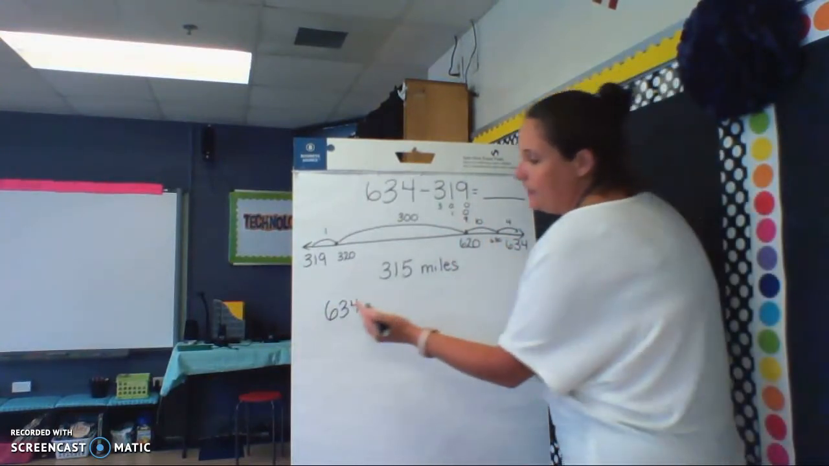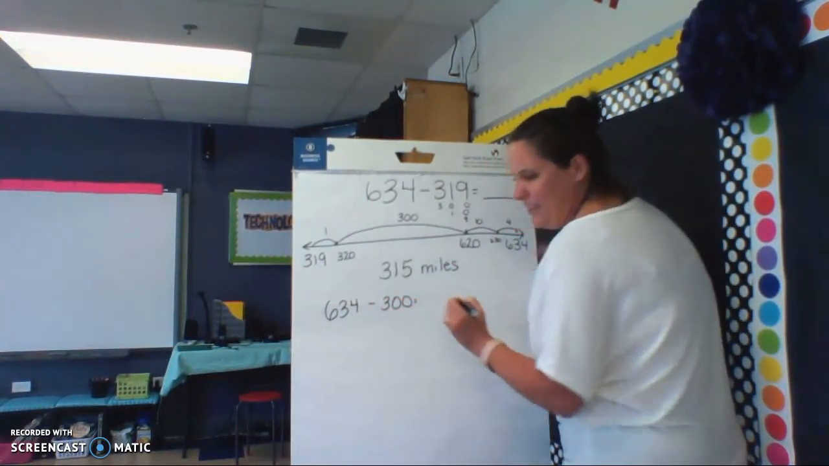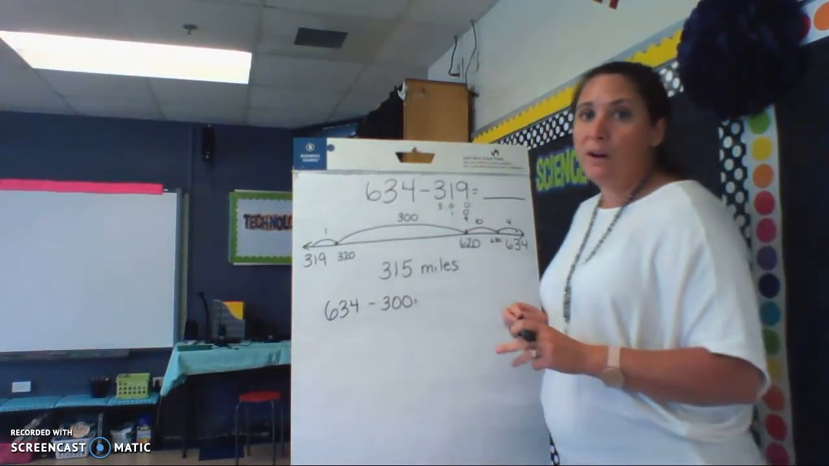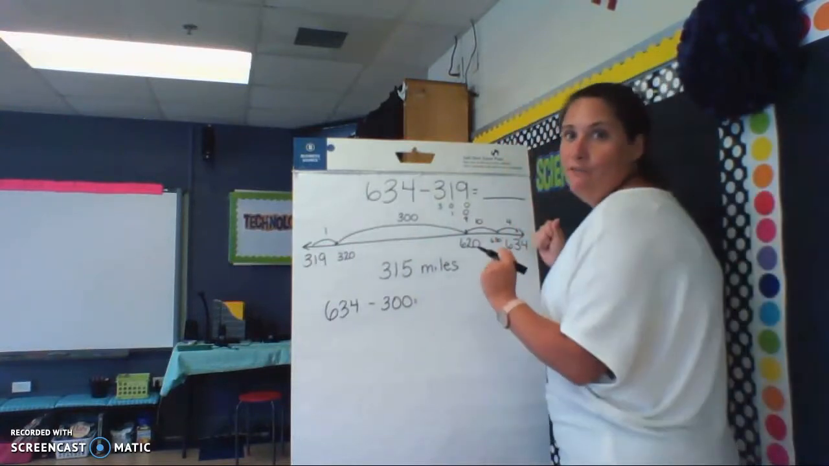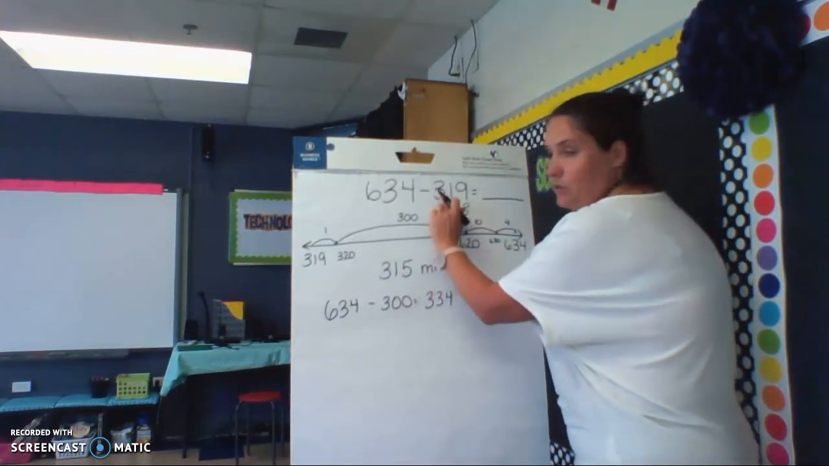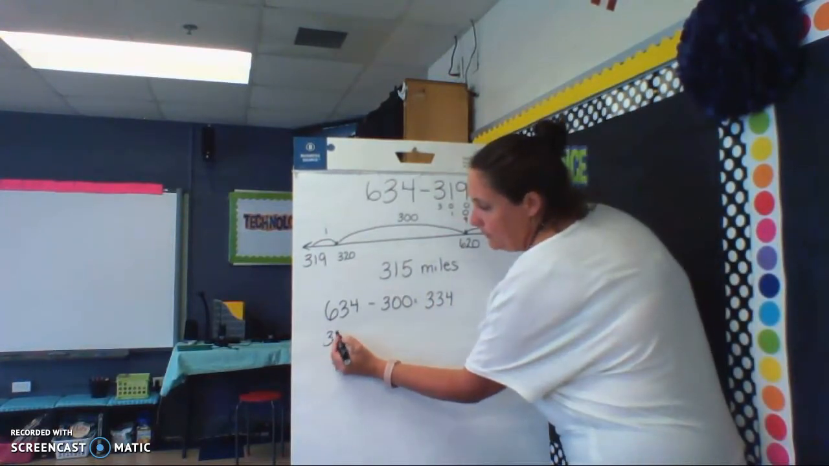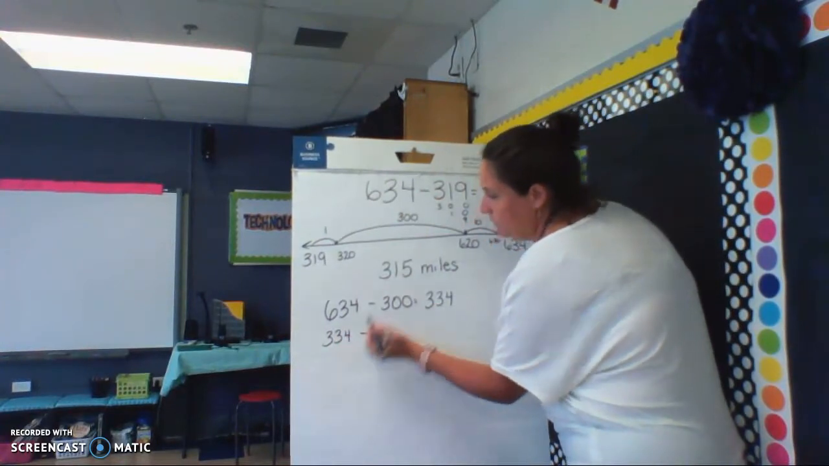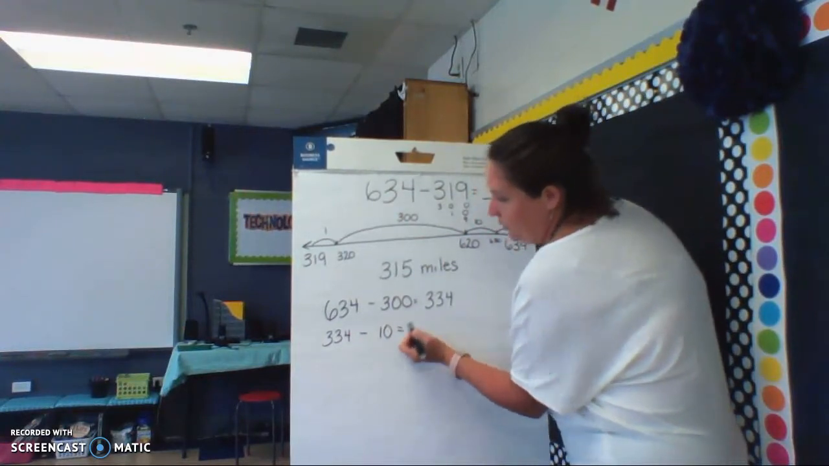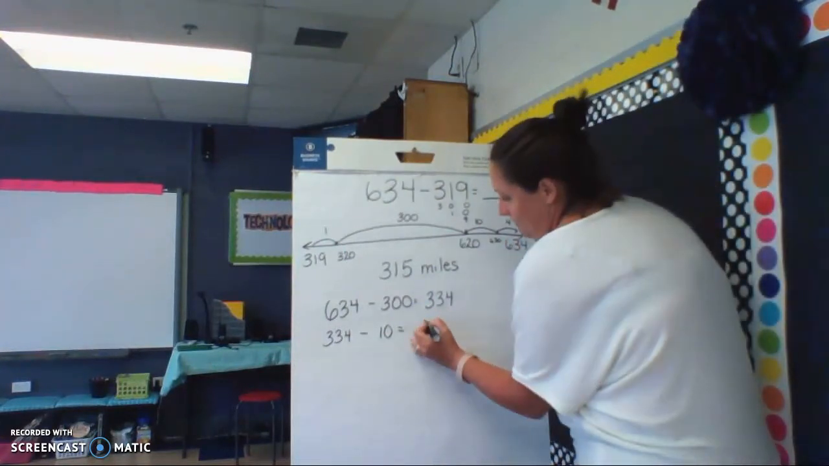Okay, so we're going to say 634 minus 300. Okay, what does that equal? If you said 334, kiss your brain, because your brain is on fire. So 334. So we've taken care of our hundreds place. Now we're going to go into our tens place. So we're going to take 334 and we're going to subtract the 10. So 334 minus 10 is 324.